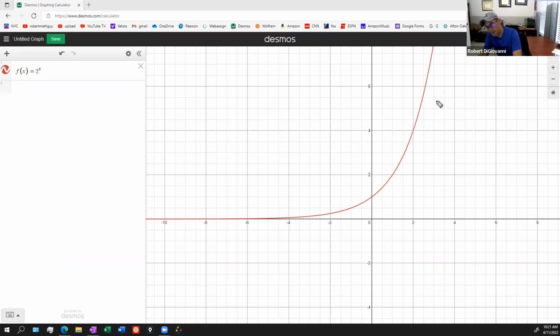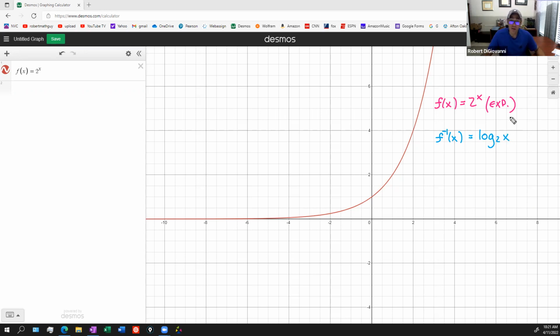This is f of x equals 2 to the x. That is an exponential function, right? That's not what I'm talking about, but we know what its inverse looks like, and we know what its inverse function is. The inverse of that function is going to be log base 2 of x, right?